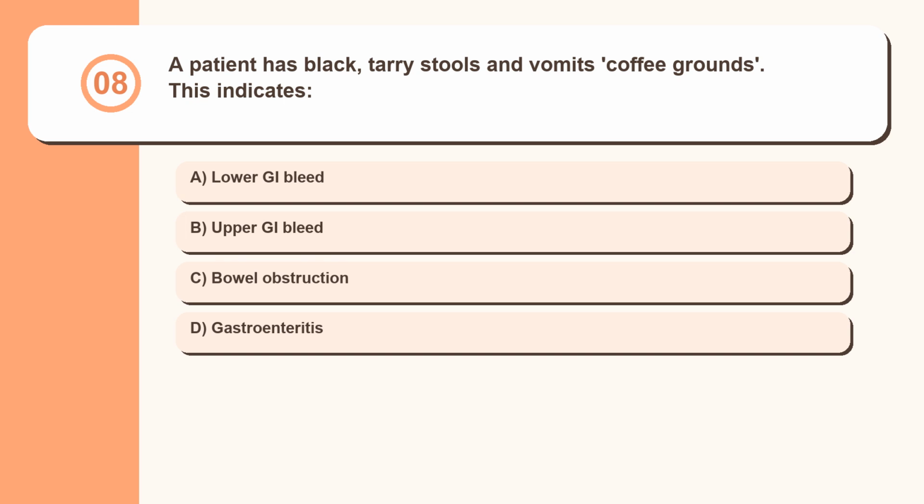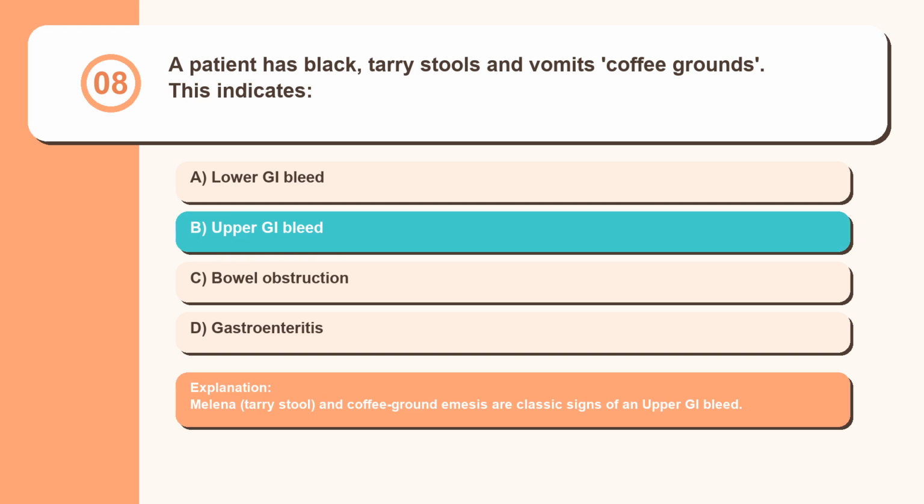Question 8. A patient has black, tarry stools and vomits coffee grounds. This indicates lower GI bleed, upper GI bleed, bowel obstruction, gastroenteritis. Melena, tarry stool, and coffee ground emesis are classic signs of an upper GI bleed.